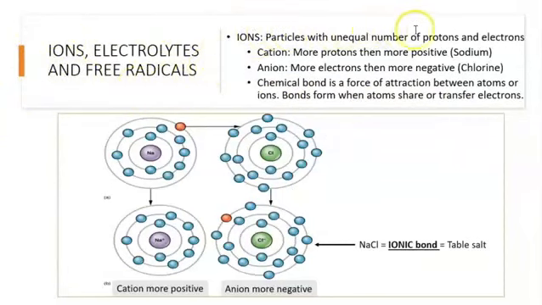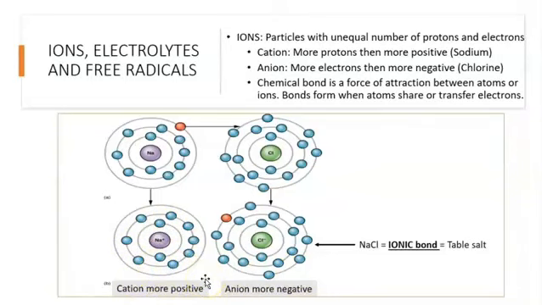Ions are particles with an unequal number of protons and electrons. Right here, you have sodium and chlorine. The electrons are negative. Sodium is going to lose this electron and is going to give this electron to chlorine. Now, chlorine is going to have one more negative that came from here. So therefore, the chlorine is going to become more negative. Sodium lost this electron. Therefore, it becomes less negative or more positive because you're going to have more number of protons.